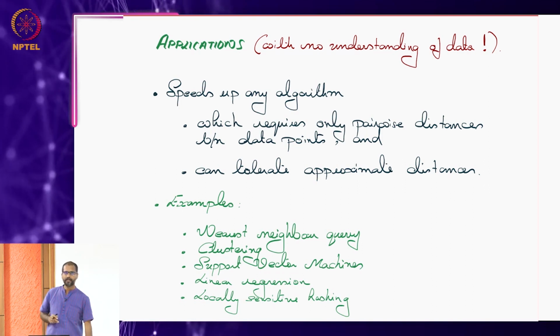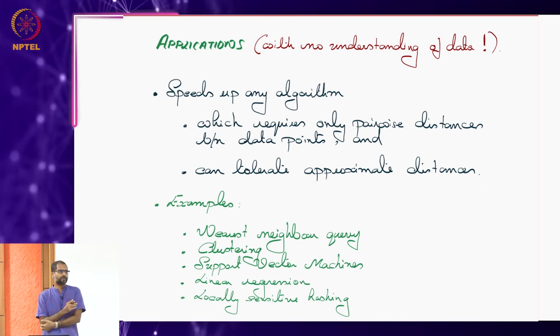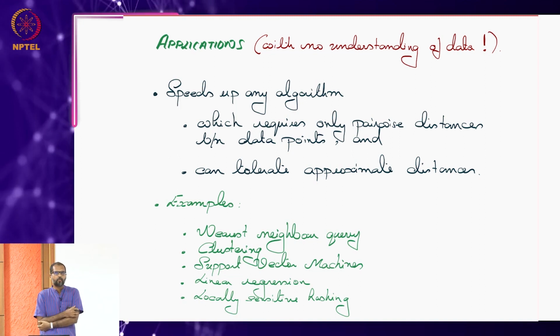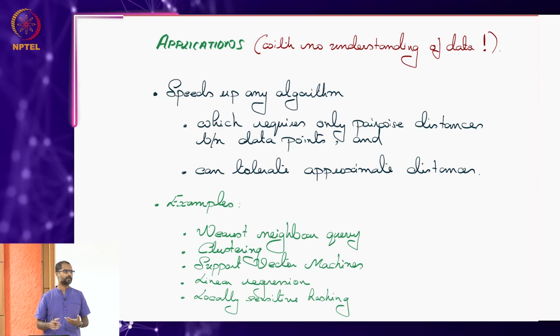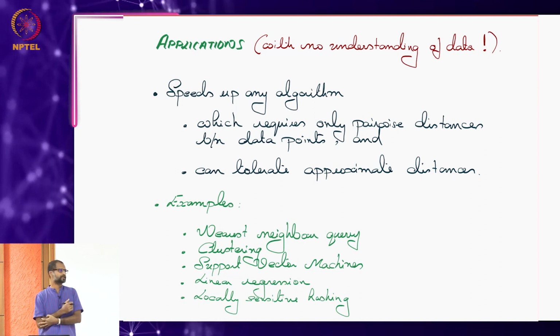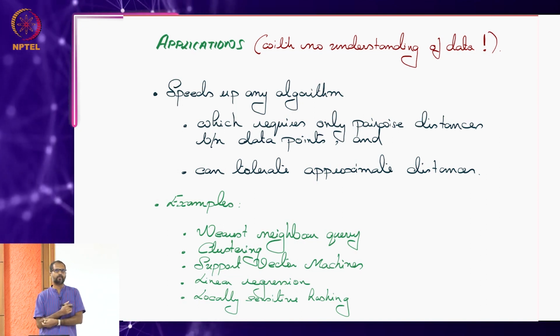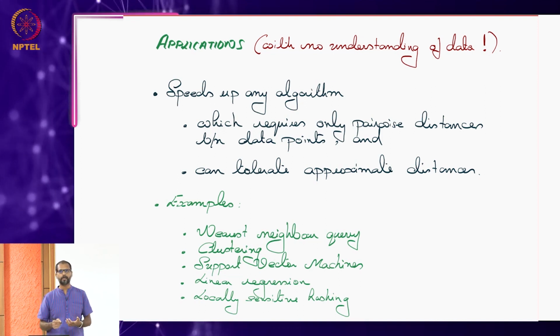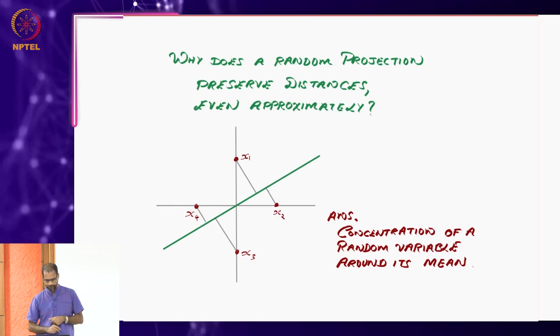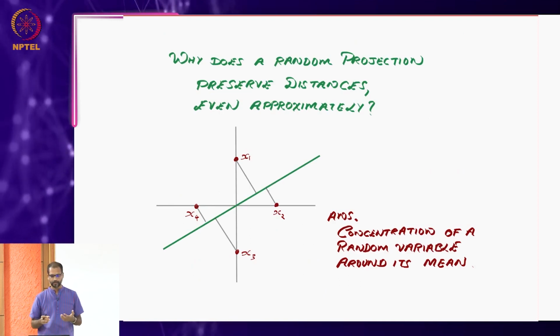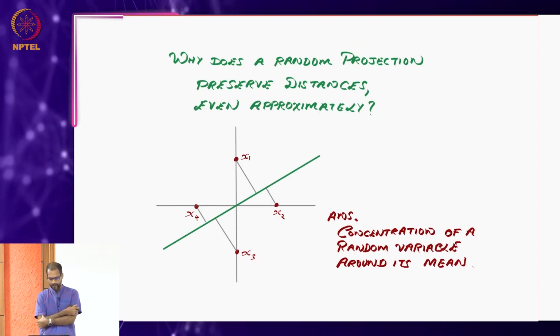Okay, so far we were at the surface. Now we are going to dive deep. We will see why this is true. Why should a random projection preserve all pairwise distances? Looks very counterintuitive, right? You did not even look at the data. You just took a random projection, right? And still all pairwise distances are preserved.